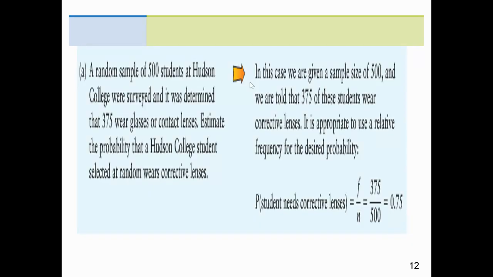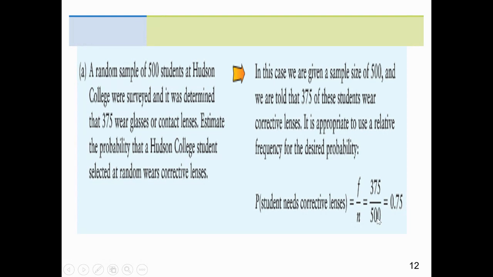A random sample of 500 students at Hudson College was surveyed. It was determined that 375 wear glasses or contact lenses. Estimate the probability that a Hudson College student selected at random wears corrective lenses. Well, relative frequency. Wearing glasses and not wearing glasses aren't equally likely. So we're basing our answer on past experience. We've surveyed 500 students, and out of those 500, 375 wore glasses. So the probability that I select somebody at random who wears corrective lenses would be 375 over 500.